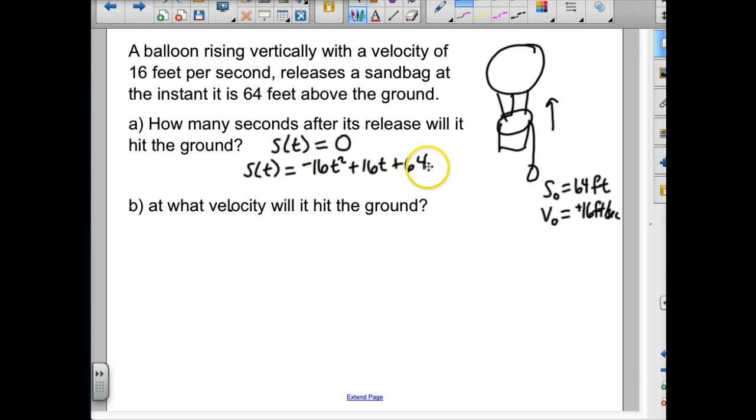Now, if these were all in meters, we'd do negative 9.8. Negative 4.9, sorry, half of the acceleration due to gravity. Negative 4.9 t squared plus initial velocity, t plus initial height.